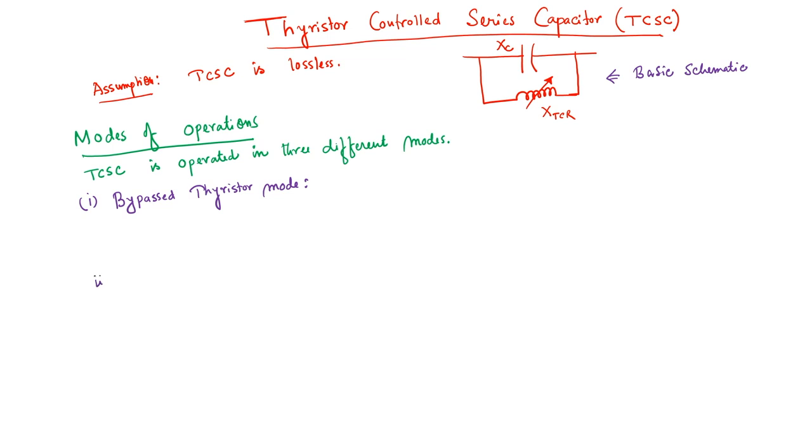The second mode is the block thyristor mode, and the third one is the vernier control mode. These are the three different modes of operation, and I will discuss them one by one. If you remember my discussion on the static var compensator, or thyristor controlled reactor to be more precise, I discussed that a thyristor can be operated in fully on mode, fully off mode, or partially on mode. Based upon that, we have these three different modes of operation of TCSC.